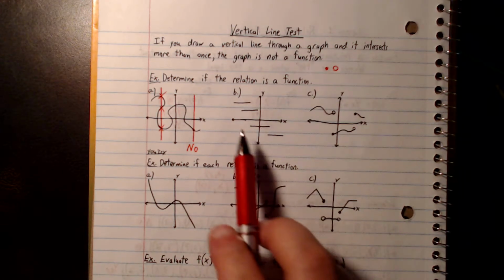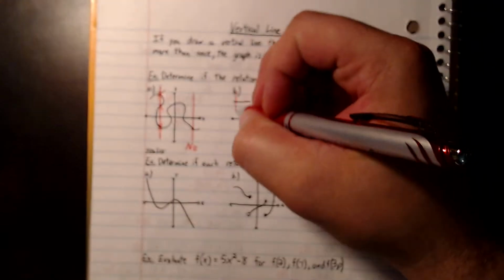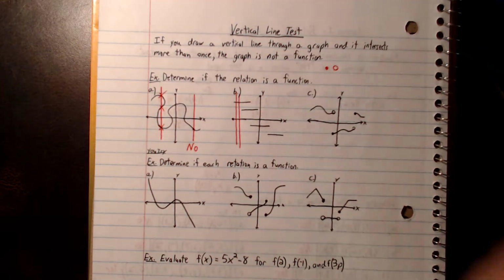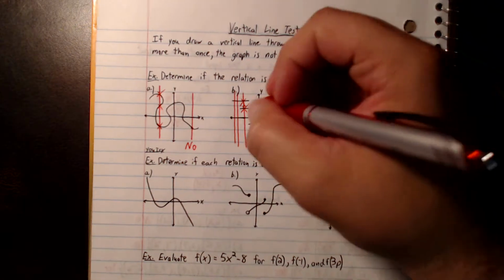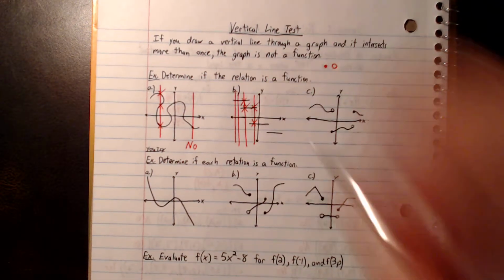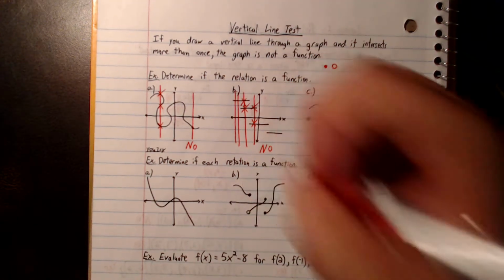Okay, checking over here. I might be able to go straight down here and here, that's all fine, but as soon as I go like this, I'm hitting the function too many times. I can do that over here as well. I'm hitting it too many times. So this is also a no.